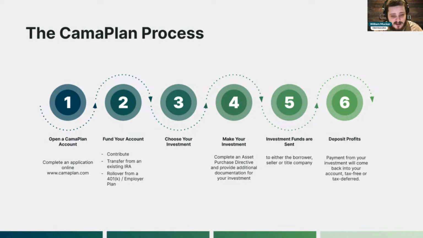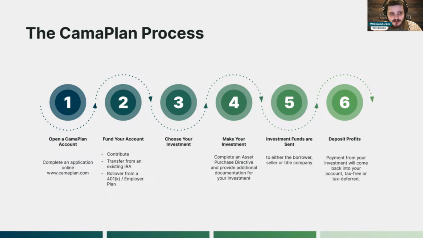It's going to be something along the lines of Camel Plan, FBO, which stands for for the benefit of your name, IRA or Roth IRA, whatever type of account you have with us. You'll send that into Camel Plan. If it's an agreement of sale, if it's a note, you'll have a promissory note. If it's a private placement, you'll have a subscription agreement. We'll walk you through this process when you're ready to make your investment.